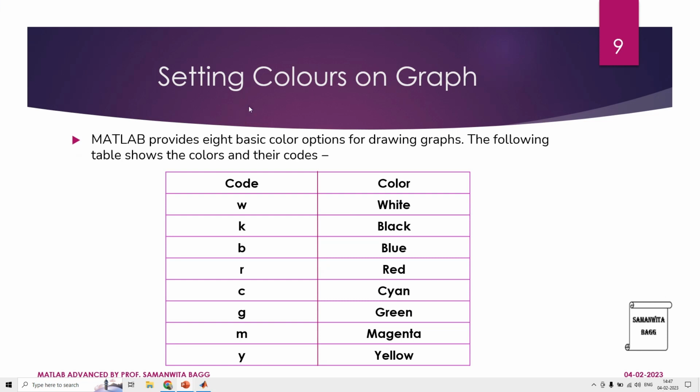Next we'll go for setting colors on graph. MATLAB provides 8 basic color options for drawing graphs. The following table shows the colors and their codes. White is indicated by W, black by K, blue by B, red by R, the cyan color by C, green by G, magenta by M, and yellow by Y.